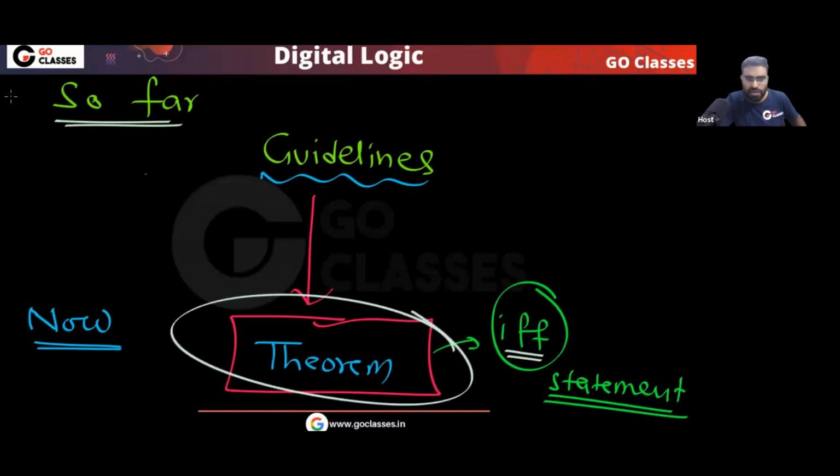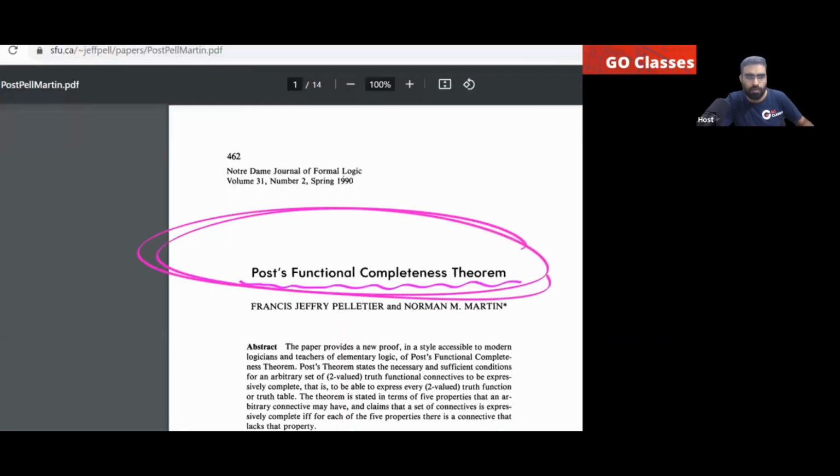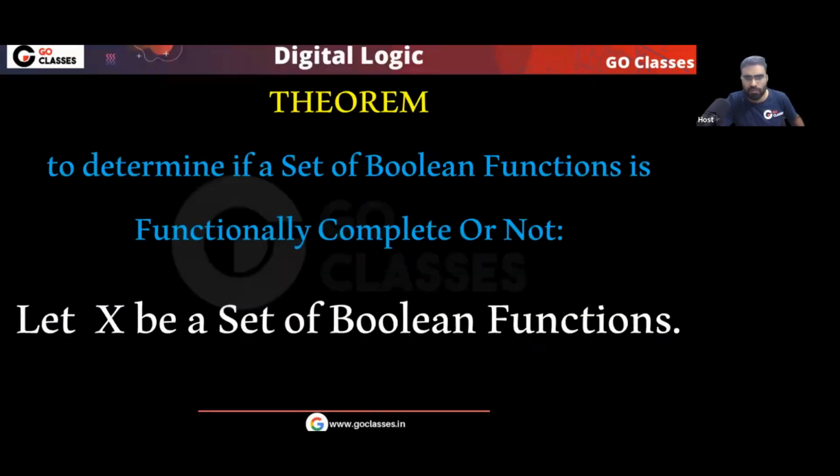Okay, this theorem we are going to study. Is this clear? Now we are going to study this theorem, the Post functional completeness theorem. In this theorem, what is the input? The input is a set of Boolean functions. A set of Boolean functions is given to you.